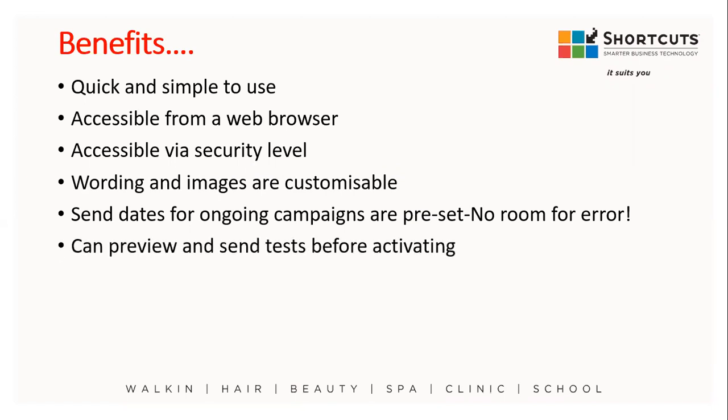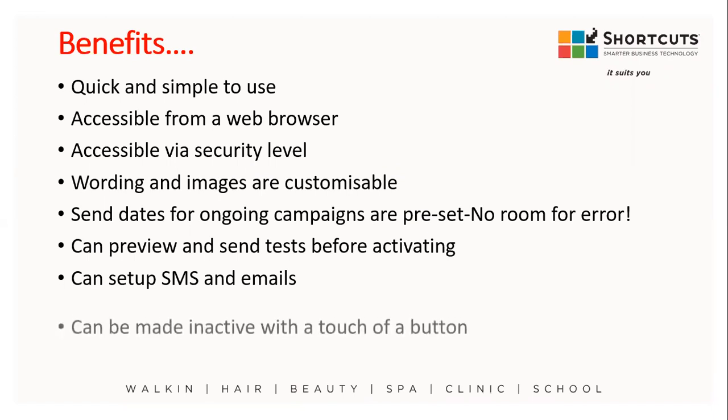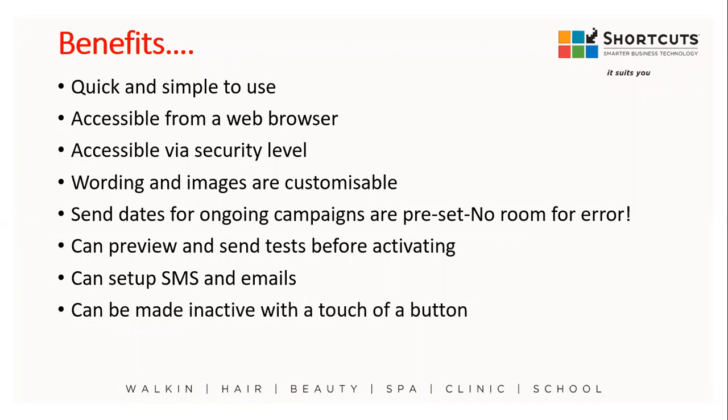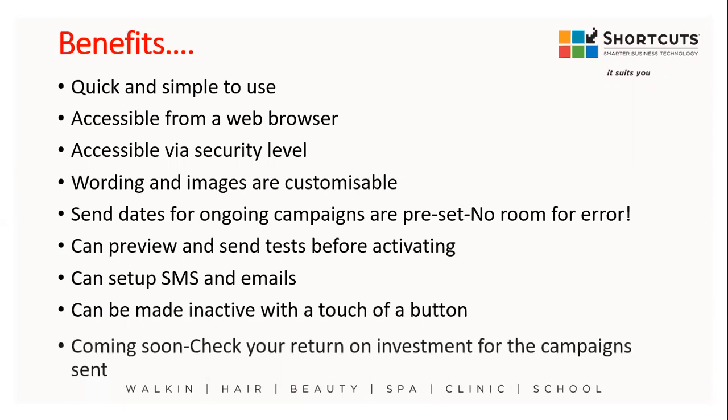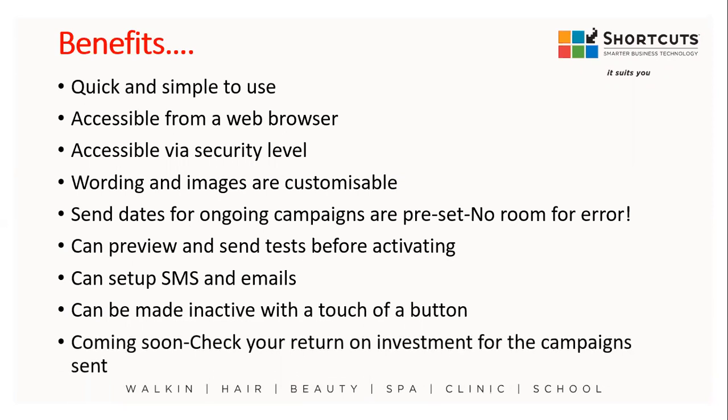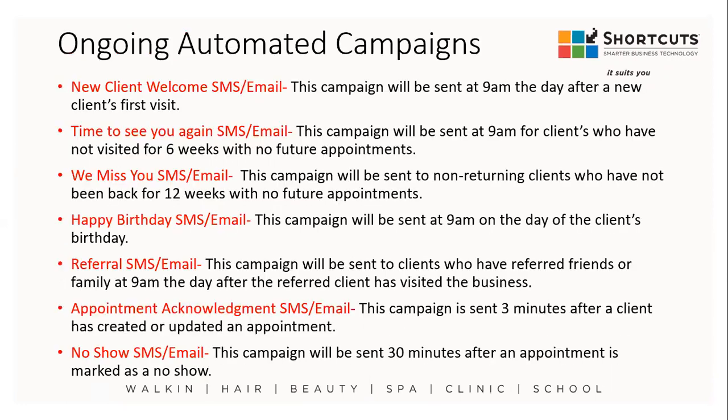Okay, and of course, to make it nice and easy, just like we could in GCast, we can preview and send tests before activating. And you can also set up SMS and emails, which is one of the main differences between MailChimp and Shortcuts Marketing. You can send out SMS campaigns. It can be made inactive and active with the touch of a button, so it's nice and easy, quick and simple. Very soon we will be able to look at your return on investment reports, so we can see how well our campaigns are doing.